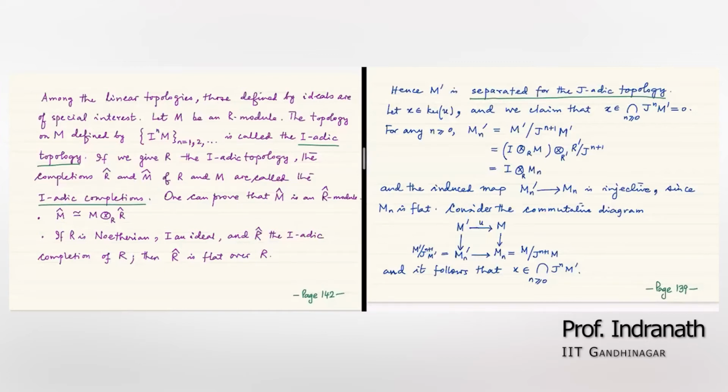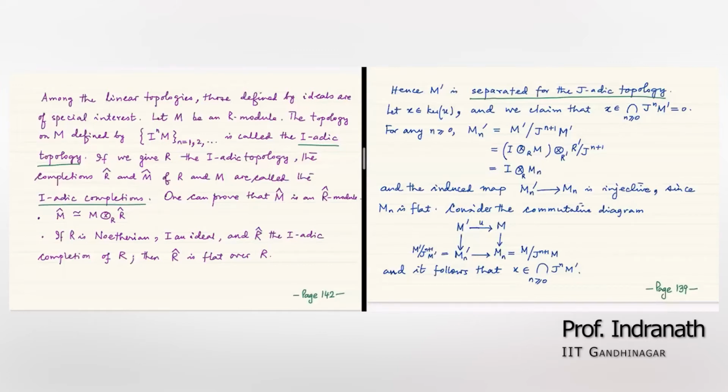If we give R the I-adic topology, then R hat is the completion of R as an R module with respect to the chain of submodules I to the power n. Then M hat is given by these submodules, and these are called the I-adic completions. You can prove two facts: M hat is isomorphic to M tensor R hat, and if R is Noetherian and I is an ideal, then R hat, the I-adic completion, is a flat extension of R. These are very important facts that we will be using. I don't want to get into a more detailed discussion than this, because that is not required for our purpose for the time being. Now I would like to come back to this proof.